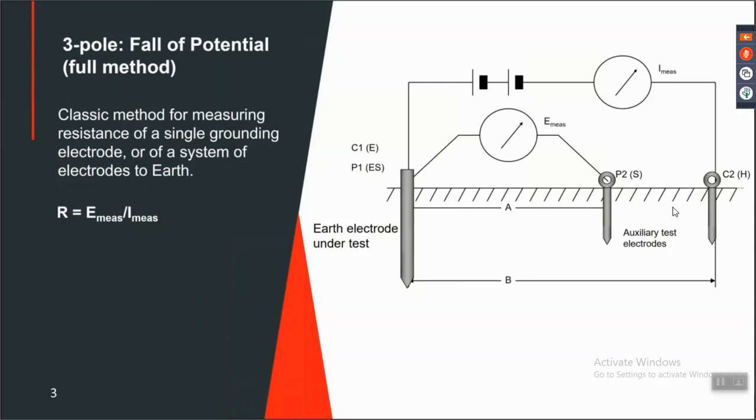So the triple or fall of potential method is part of the basic methods. Actually, there are three methods that we call basic methods. One of the three is the fall of potential or triple method, and the other one, maybe you know, is the dead earth method, the 2 point. I will also explain that method, and the last is the clamp-on method. So these three methods are the basic methods to measure the grounding resistance.